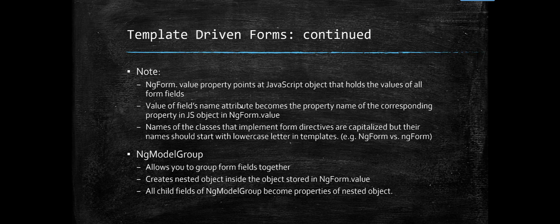The ngForm value property points to the JavaScript object that we saw in the console when we went over that slide, which holds the values of all the form fields. The value of the field's name attribute becomes the property name of the corresponding property in the JavaScript object in ngForm.value. So, like we mentioned, the ngForm template reference variable plus the period value plus the name of the element that you want will give you the value that was inputted in that form.